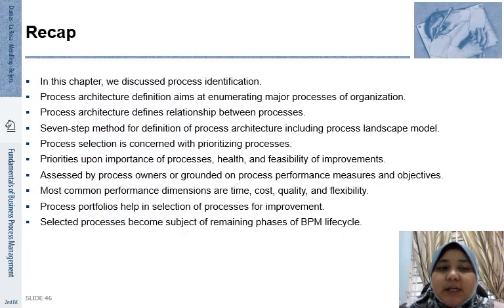So basically we are at the end of the chapter. In this chapter we discuss process identification. Kita tengok process architecture that defines relationship between process, the 7-step methods for process landscape model. Kita tengok process selection, kita tengok priorities dari segi process health, feasibility and time, importance, health and feasibility.